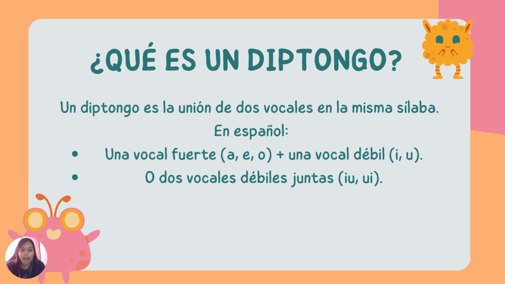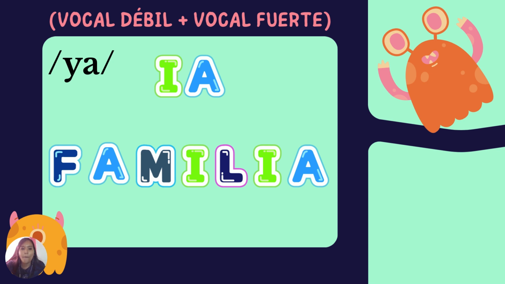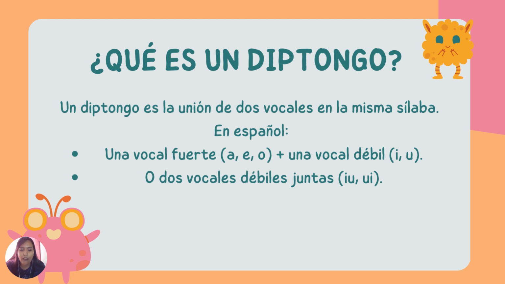Okay? So we have first vocal débil más vocal fuerte. So we have a soft vowel and also a strong vowel, right? So the strong vowels are A, E, and O. These are the strong sounds that we have in the vowels. And the ones that we have in soft sound are the I, U. These are the softest vowels, all right?